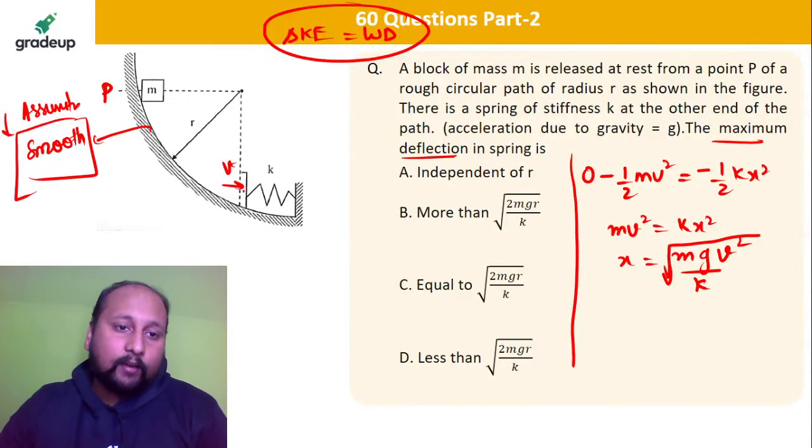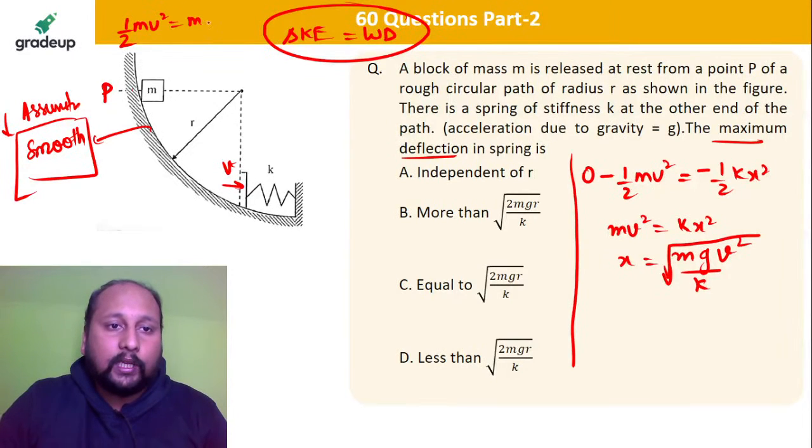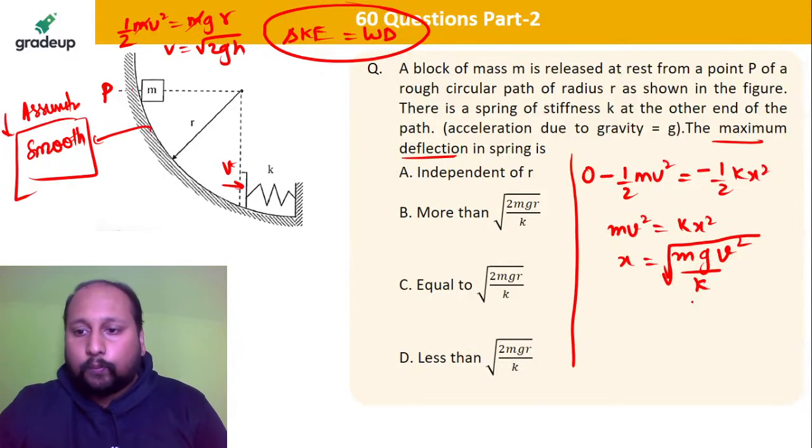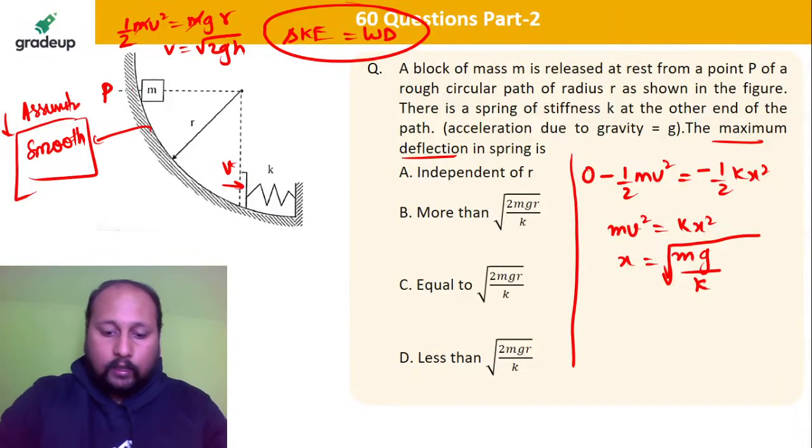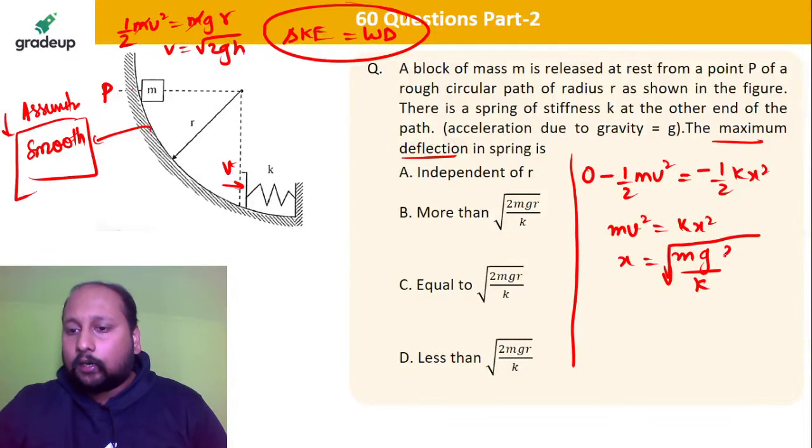And my dear friend, how to calculate velocity? Potential energy can be converted into kinetic energy. Half mv square is equal to mgr. So m gets cancelled out. V is equal to under root of 2gr. Okay, so put the value of v square over here, that is 2gr.